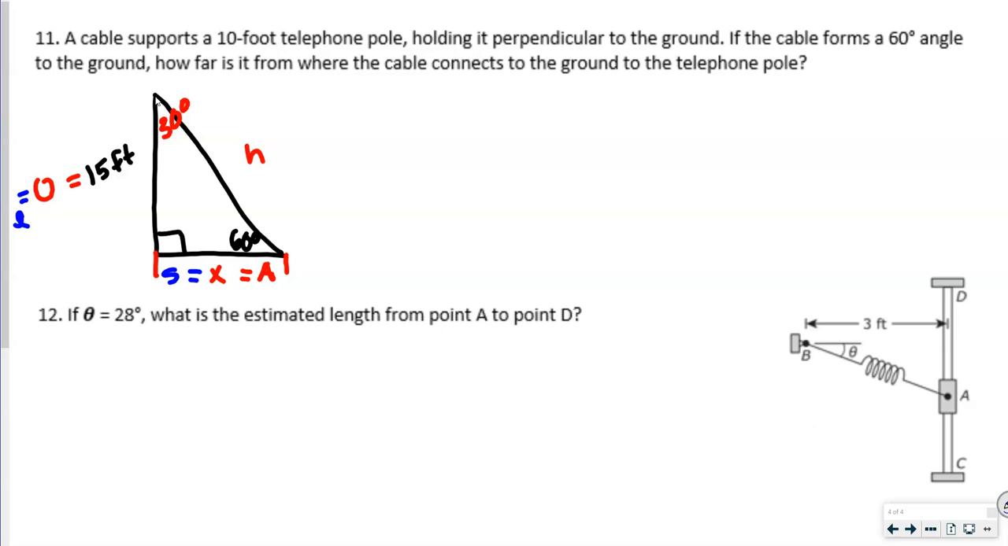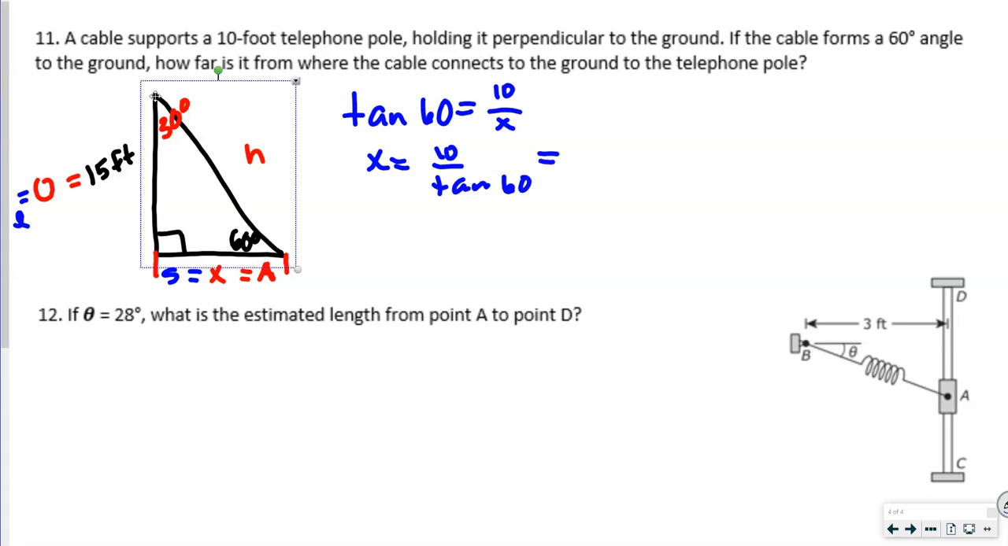So if I use the ratio, it would be opposite over adjacent, right? So that's going to be the tangent if we use the ratio. So we're going to do the tangent of 60 is going to be equal to 10 over x, right? Opposite over adjacent. So here again, we swap those. So x is going to be equal to 10 divided by the tangent of 60. So when I did that, I got 5.77. So x is equal to 5.77.